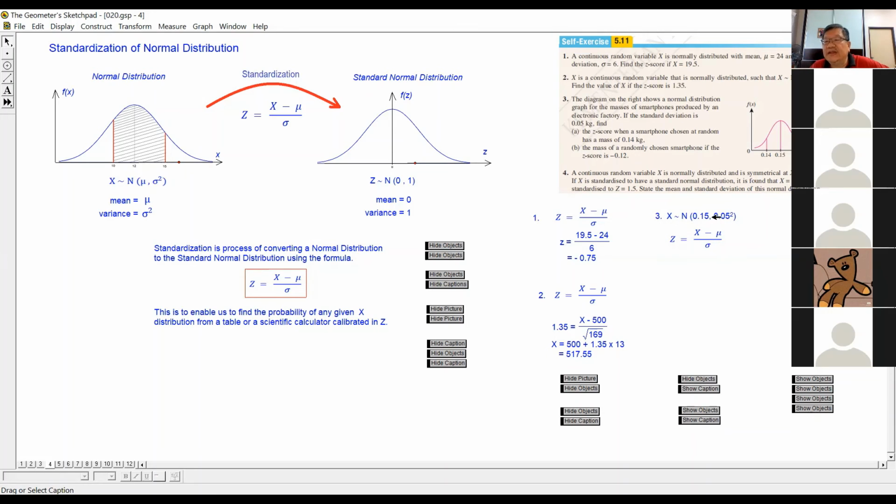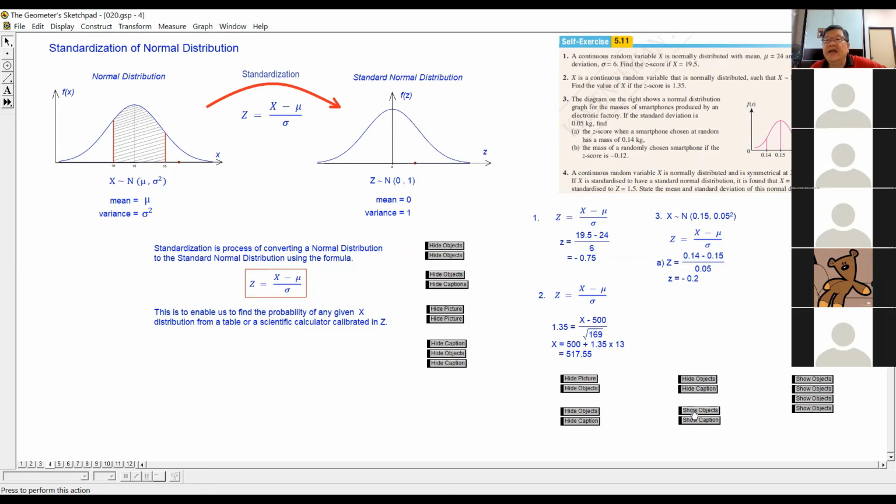So this is the normal distribution, 0.15, 0.05 squared. Because this one is the standard deviation, if I want to write it here, I have to write the variance, so 0.05 squared. So this is the formula. Substitute the numbers inside the formula: x is 0.14, mu is 0.15, sigma is 0.05. Use your calculator. The answer is negative 0.2.